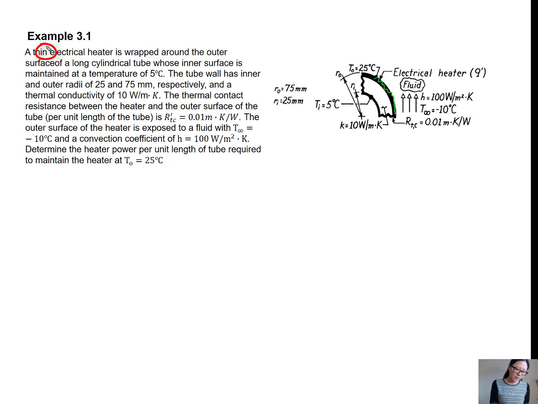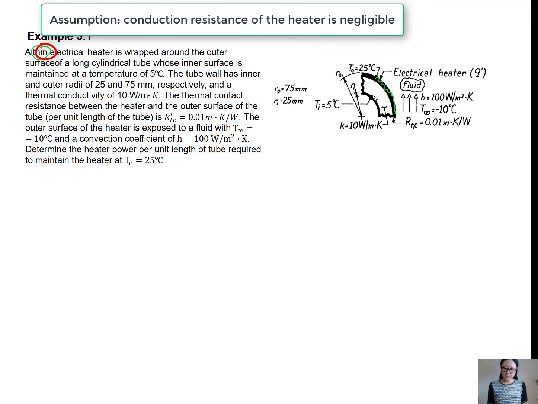A thin electrical heater. If the question does not further suggest the thickness of the heater, it means we can ignore the conduction resistance in the heater. Temperature at the inner surface is provided. The size of the tube is provided. Conductivity is given.